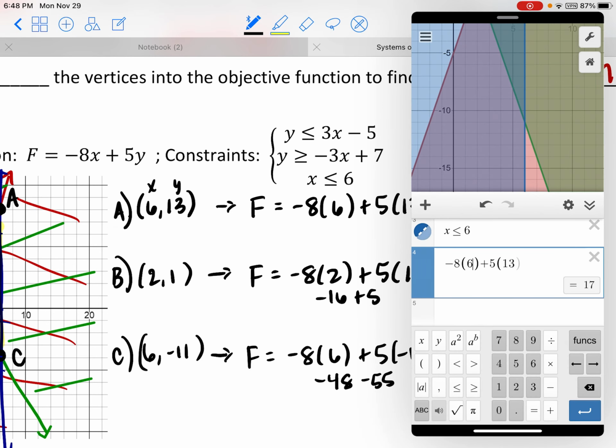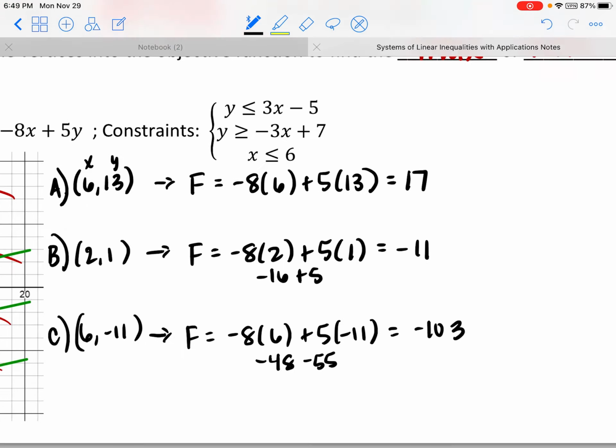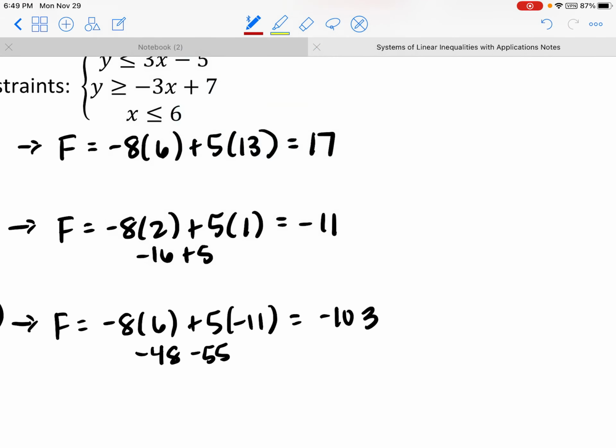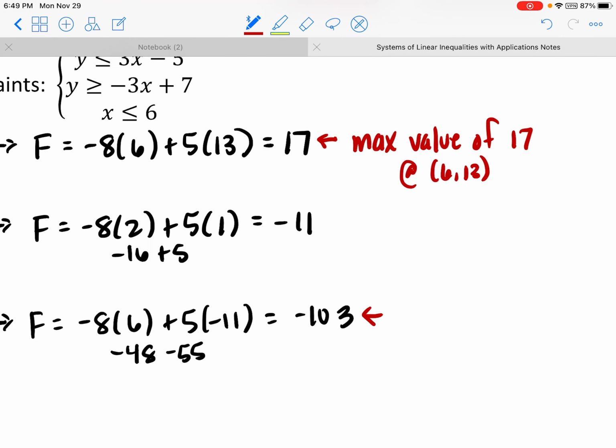And I just don't trust myself, so let's make sure. Okay, so negative 103. Now, when we plug these three in, 17 was the highest value that we got. So we would say we have a maximum value of 17 at the point 6, 13. And then this was the lowest value that was output from our objective function. So we would say that we have a minimum value of negative 103 at the point 6 and negative 11.